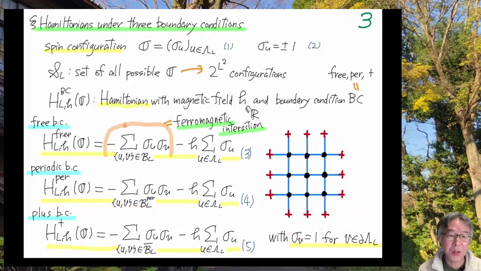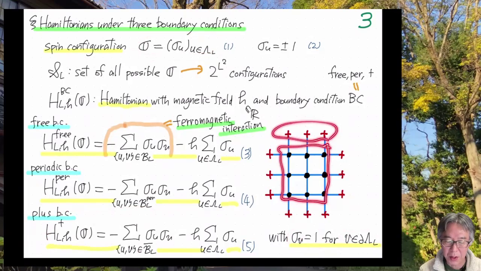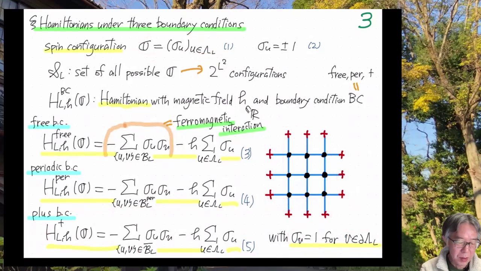So this is called the plus boundary condition. We have lambda L here, and outside we have these fixed plus spins. So these are the three basic boundary conditions we consider, and actually we need all of them. And of course, you can consider many, many other boundary conditions, but anyway, these are necessary and sufficient for us.